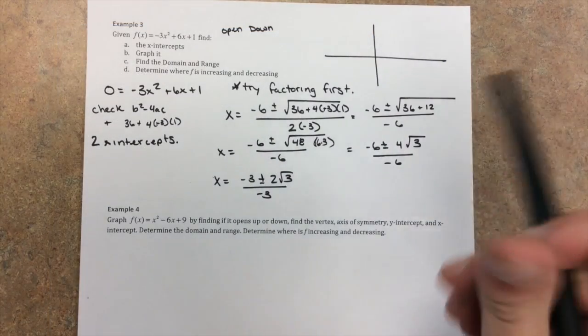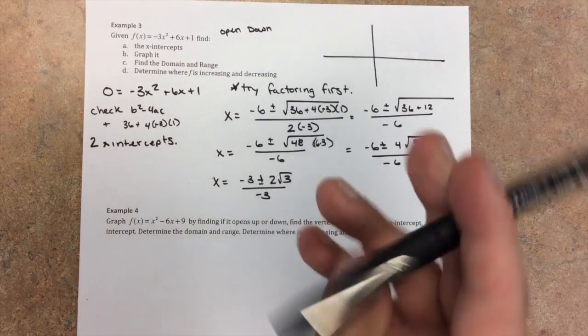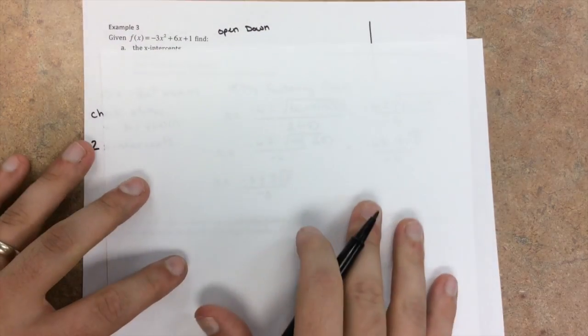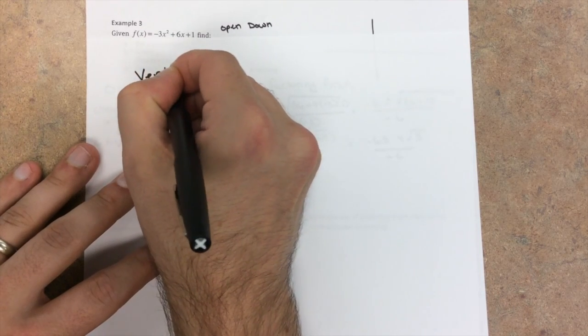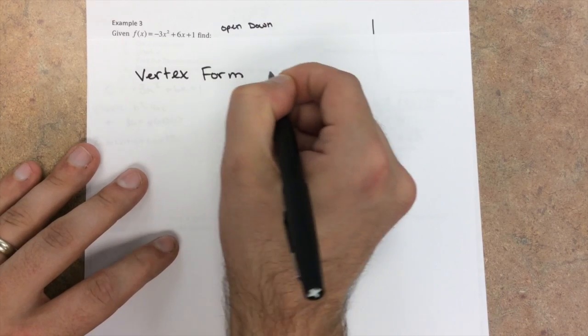So graphing this, I look at the a, it's negative 3, so I know that it opens down. But I don't really have an easy way to graph this. What I did before was I found the vertex, and then I was able to plot some points. So I'm going to grab a second sheet of paper. There's another way to do this, and it's called vertex form.